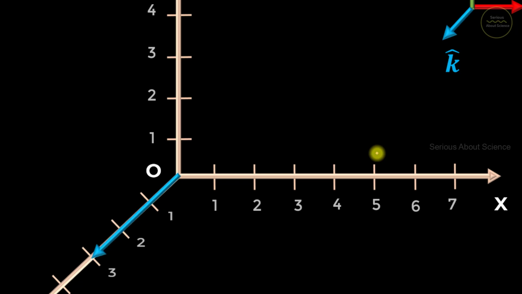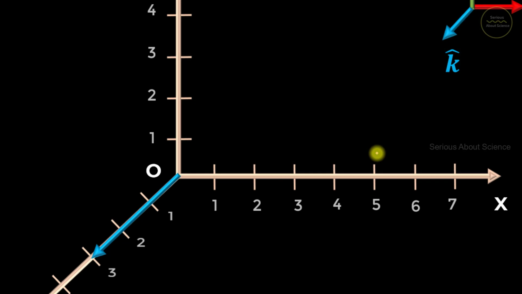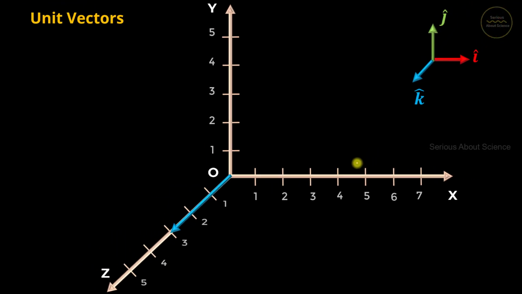But in this chapter, we will not account for the third dimension or z-axis. We are considering only motion along a plane. We need only 2 axes, so here we will not account for the z-axis or k cap.